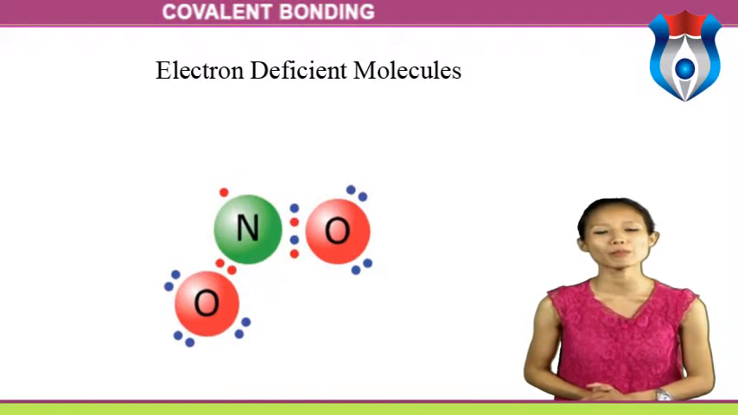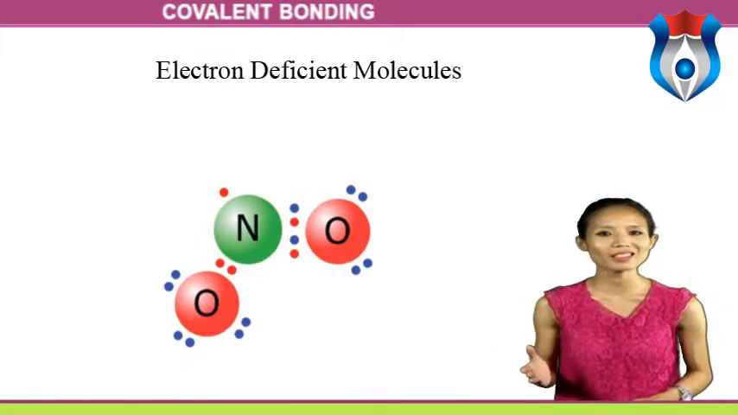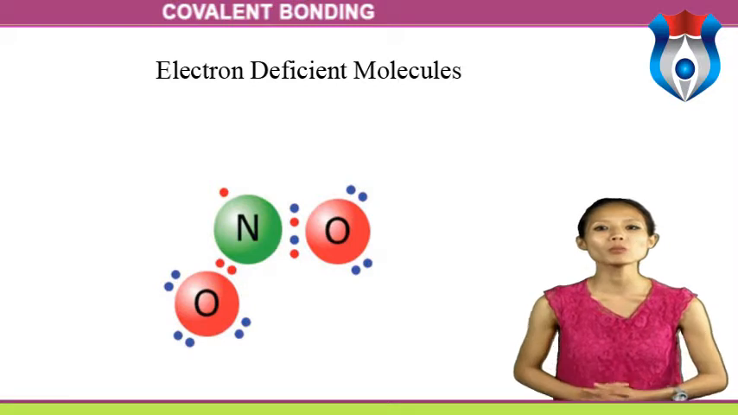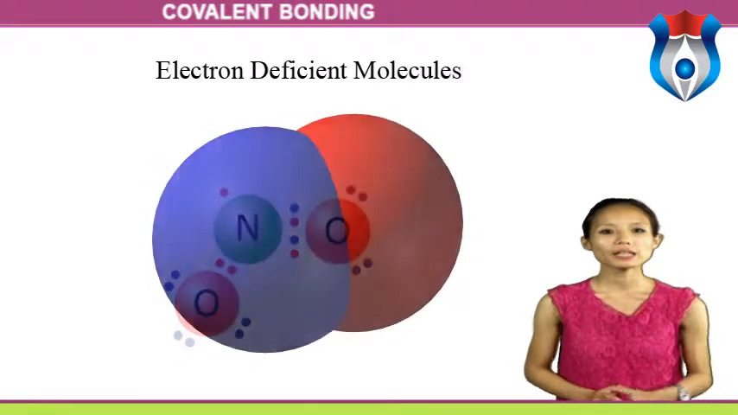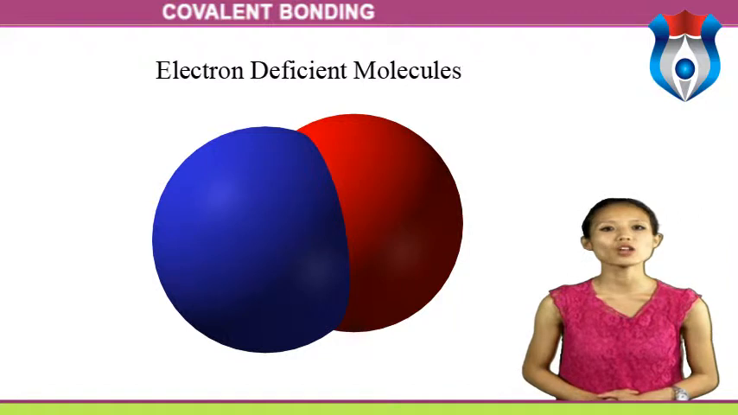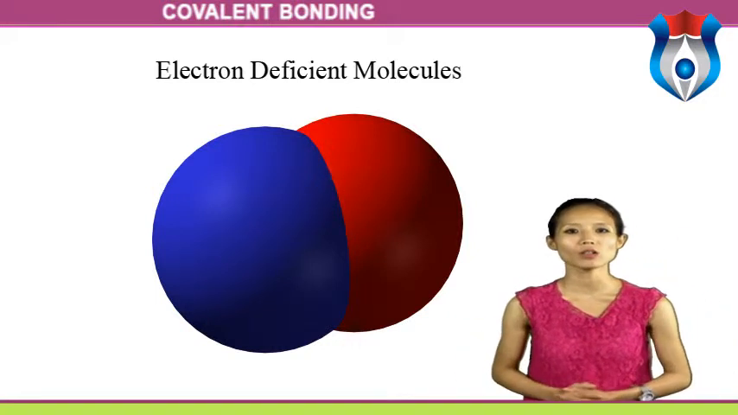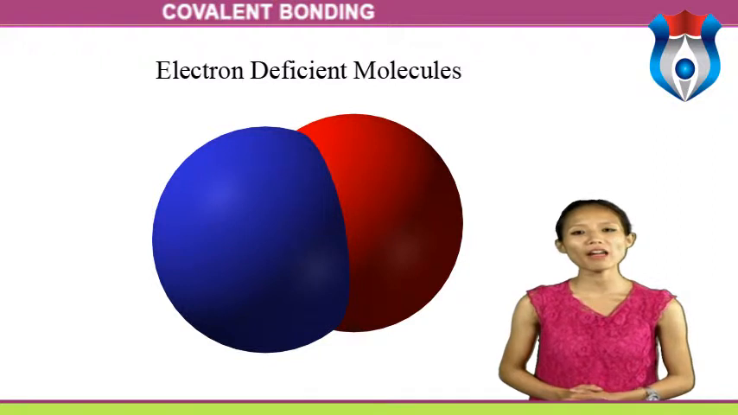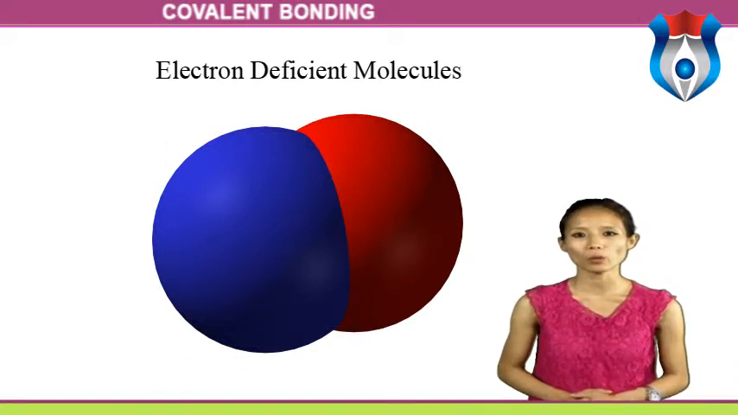Electron deficient molecules can be identified by counting up all of the available valence electrons. If they add up to an odd number, then there must be 1 electron left over somewhere as an unshared single electron. In the case of nitrogen dioxide, the formula is NO2. Nitrogen is from group 5 and has 5 valence electrons. Oxygen is from group 6 and has 6 valence electrons. Total valence electrons equal 5 plus 6 plus 6, which is 17. This is an odd number, so there has to be an unpaired electron somewhere.